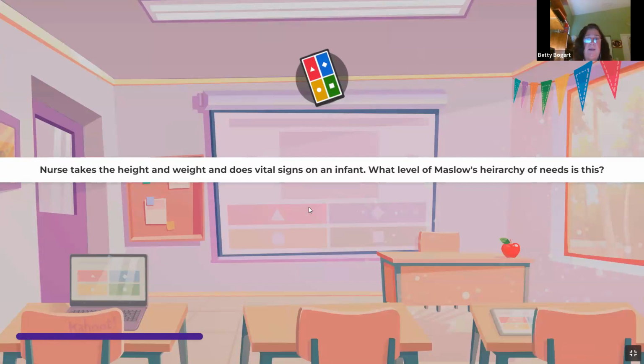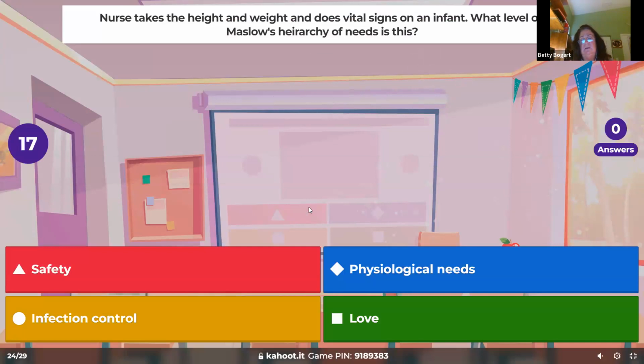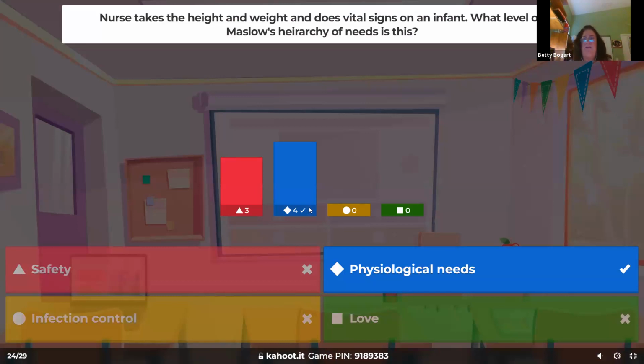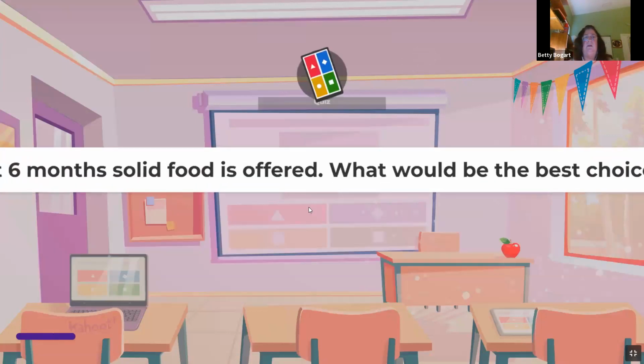Nurse takes a height and weight and does vital signs on an infant. What level of Maslow's hierarchy of needs is this? Now, in your first exam, you're going to see Maslow type of things. So I'm telling you how to use it. So when you're just doing vital signs, it's that physiological thing that you're looking at. So that's your physiological needs. Height and weight is nothing for safety. It's all about their physiological needs. Their heart's beating and their weight is good.